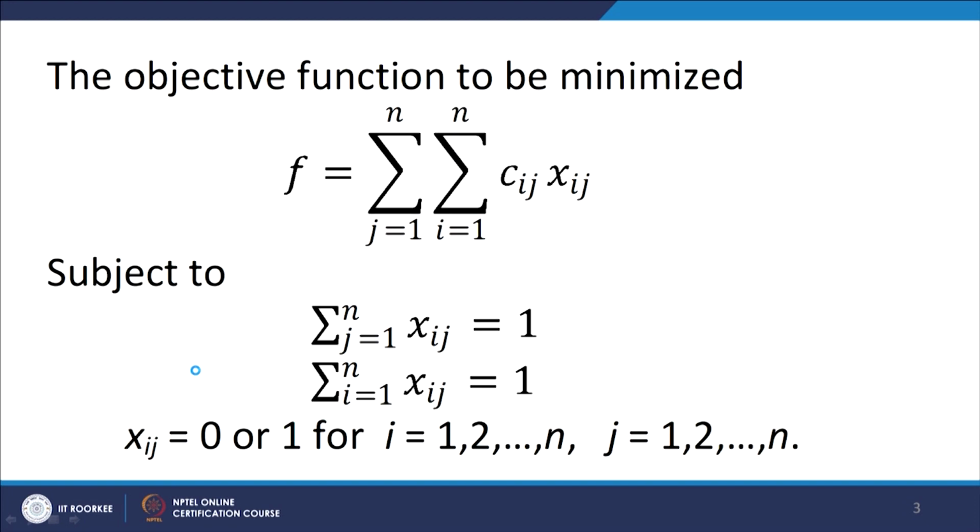Now, let us look at it mathematically. The objective function to be minimized is summation over j equal to 1 to n, summation i equal to 1 to n, Cij Xij, subject to summation j equal to 1 to n, Xij is equal to 1, and summation i equal to 1 to n, Xij is equal to 1. Now, Xij's should be either 0 or 1 for all i and j going from 1 to n. The constraints are actually the row sums equal to 1, and the second set of constraints is the column sums equal to 1. Cij's are the real numbers which denote the cost coefficients corresponding to the matrix that we have.